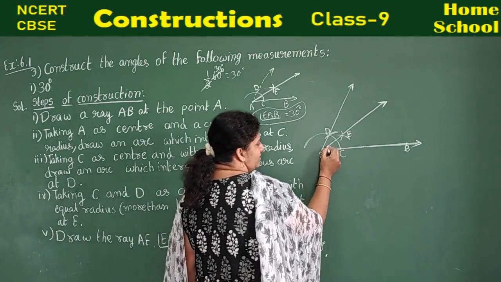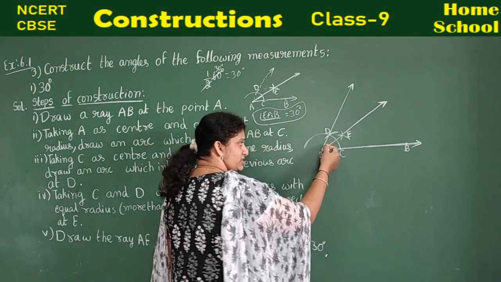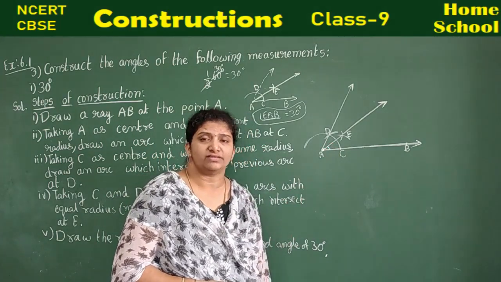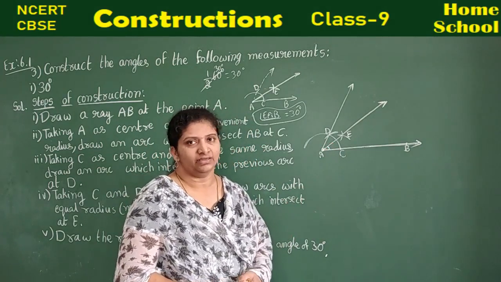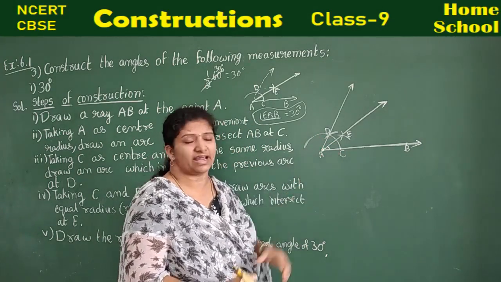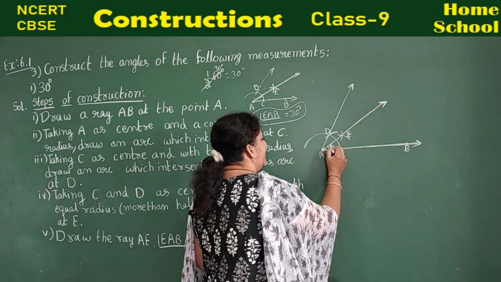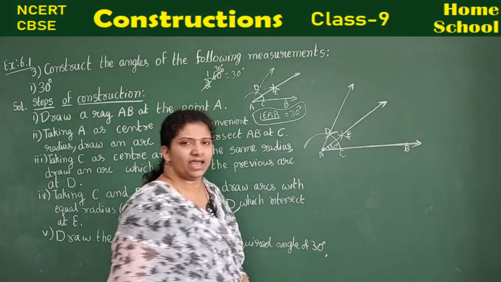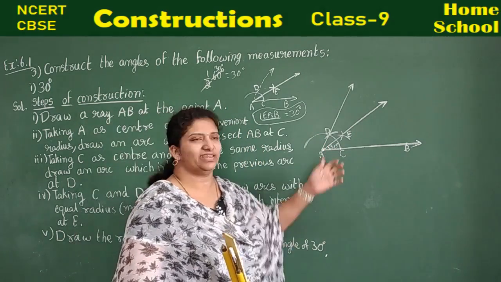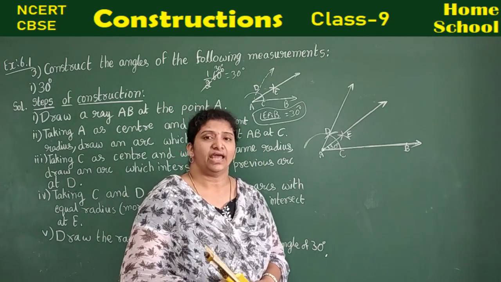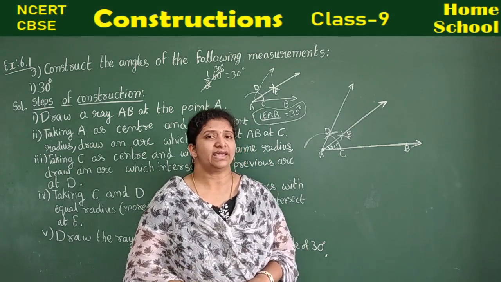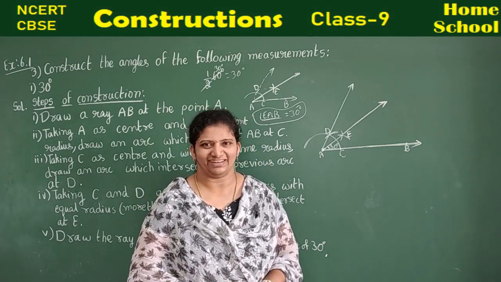Which angle? This angle is 30 and this is also 30. The ray we have drawn now is an angular bisector, which divides the 60 degree angle into half and creates an angle of 30 degrees. Therefore, angle EAB is the required angle of 30 degrees. Justification is not needed for this; only construction of the angle is needed.